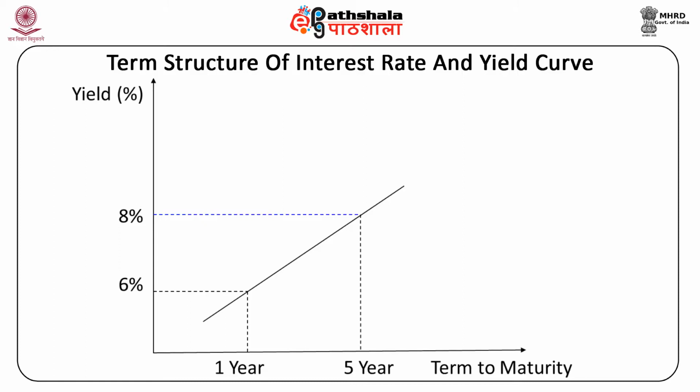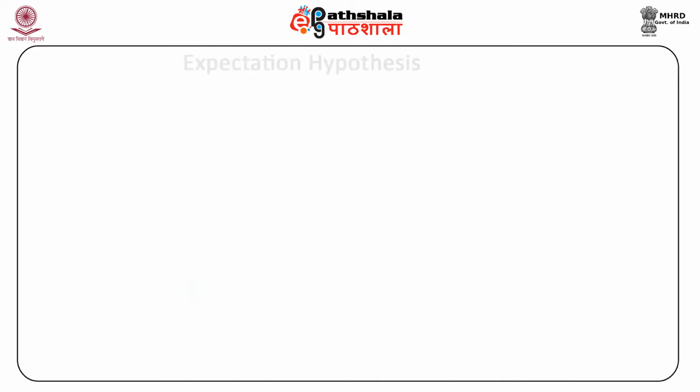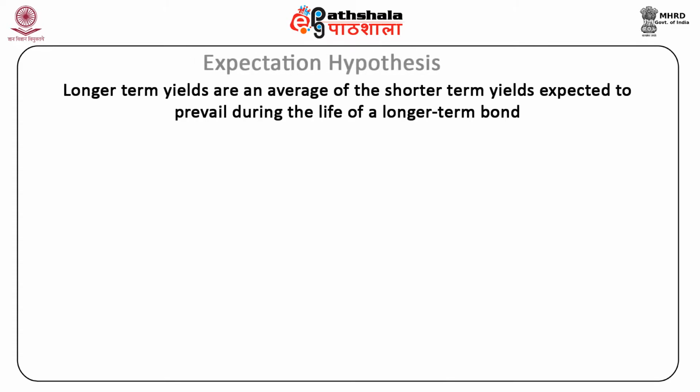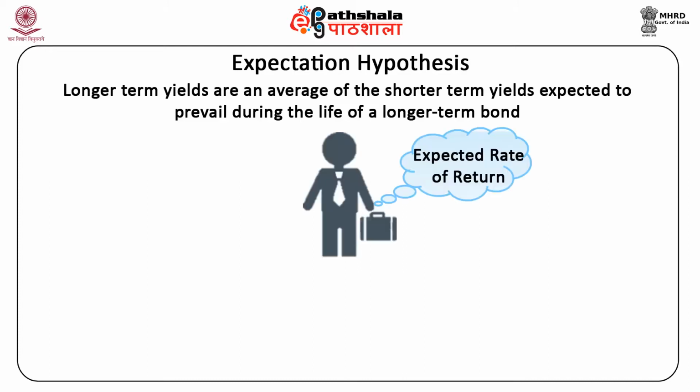We now explain theories to explain the shape of the yield curves. Expectation hypothesis. This is the first hypothesis, according to which long-term yields are an average of the short-term yields expected to prevail during the life of a longer-term bond. This hypothesis is based on the assumption that investors are concerned only about expected return from asset.